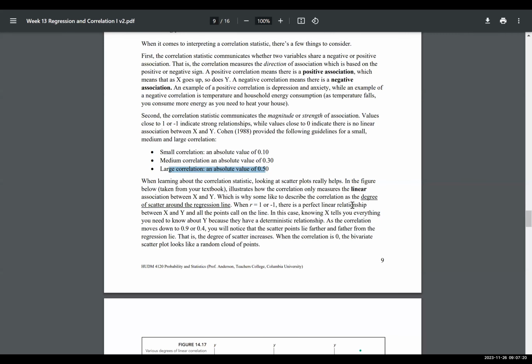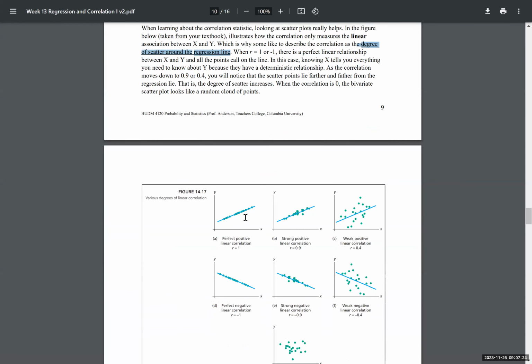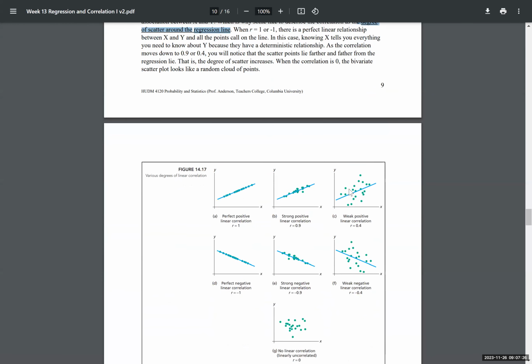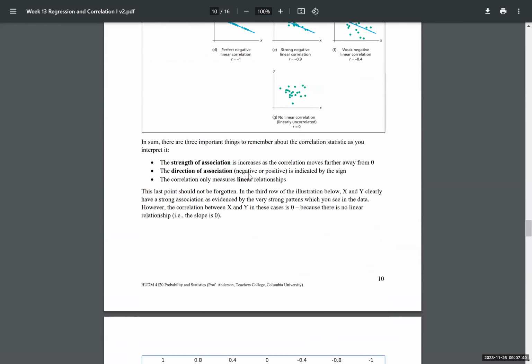So one way that I really like of describing a correlation is this little thing I've underlined here. I've heard some people call it the degree of scatter around a regression line. And to me, visually, that really makes sense. You can see that with the 0.9 versus the 0.4, there's much more scatter around the regression line here, right? So that's also another useful way to think about what correlation means.